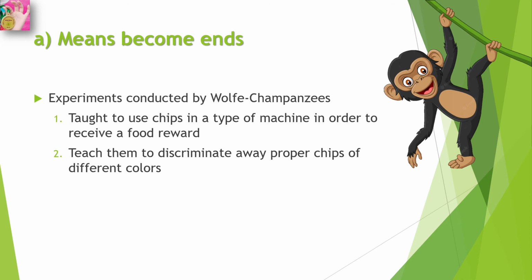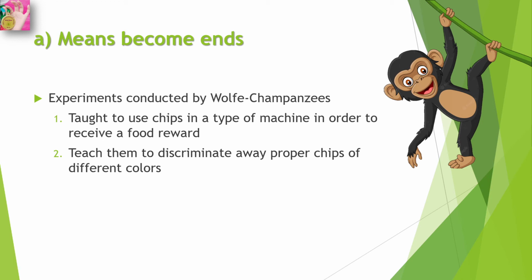Now, experiments conducted by Wolfe on chimpanzees were trying to attach value to chips, which they received in payment for performing various tasks. Young chimpanzees were first taught to use chips in a type of machine in order to receive food as a reward, and the next step was to teach them to discriminate between poker chips of different colors.